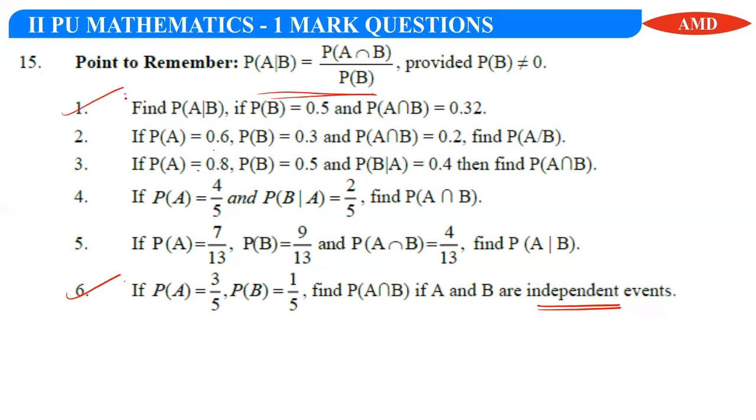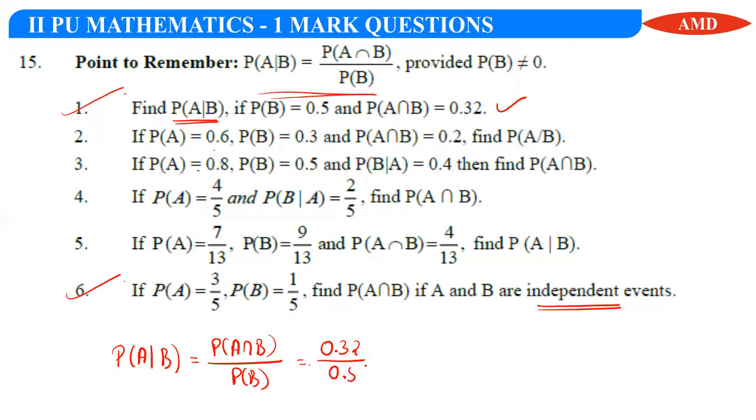So let me try the first question here. I need to find out the probability of A given B. Probability of A given B is equal to probability of A intersection B divided by probability of B. All the required data they have given us here, that is 0.32 divided by 0.5, which will be equal to 0.64. So easily you could try these problems.